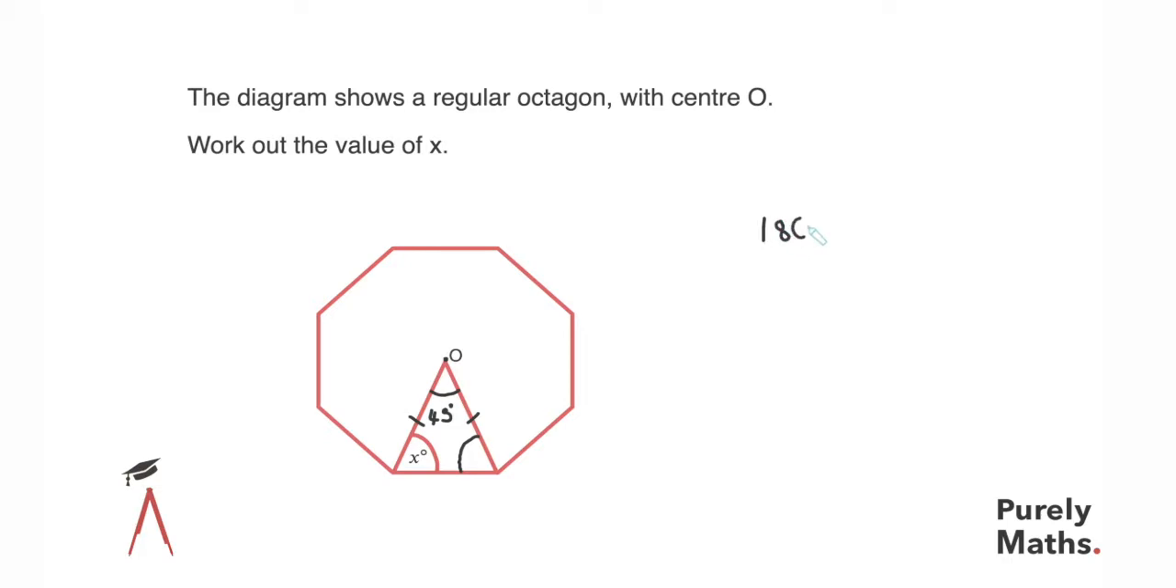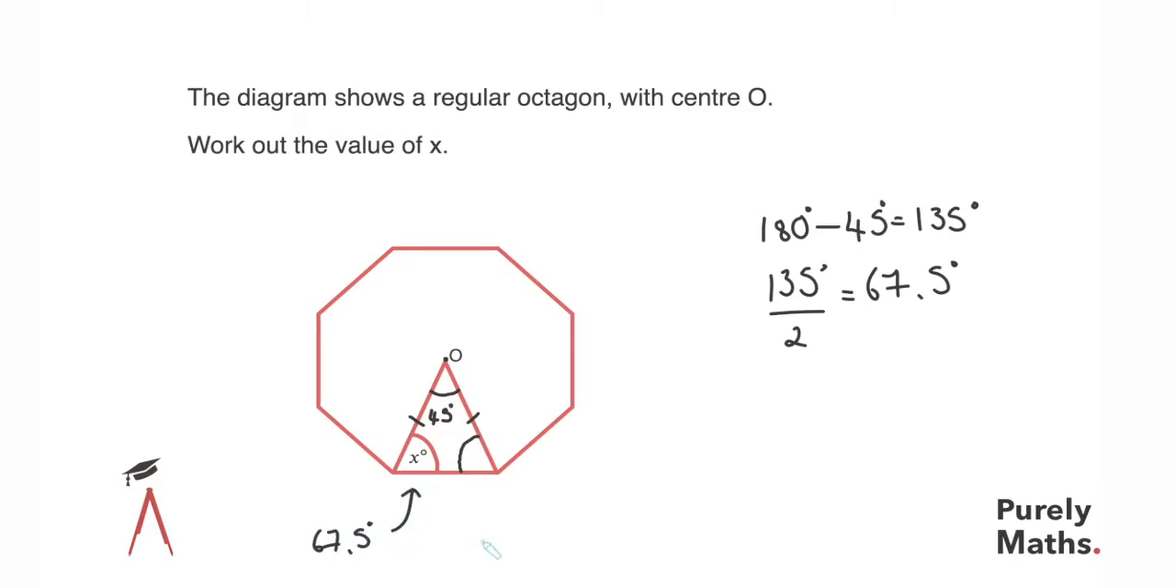So we would do 180 subtract 45, which is equal to 135 degrees, and then I could just divide that by 2 to work out each of these base angles. So 135 divided by 2 is equal to 67.5 degrees, which means x here is 67.5 degrees.